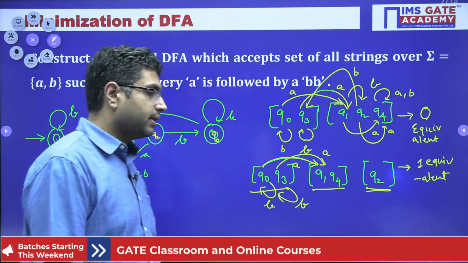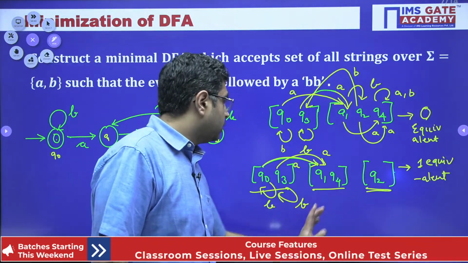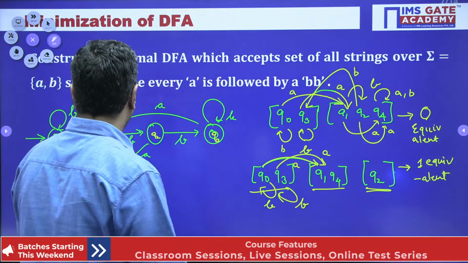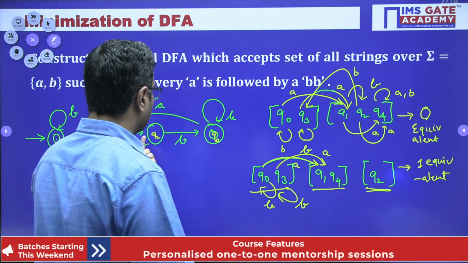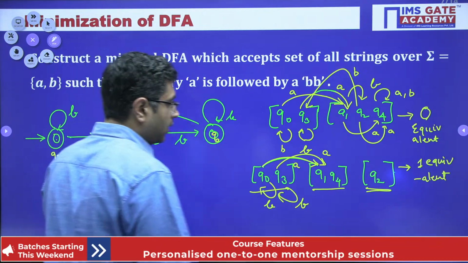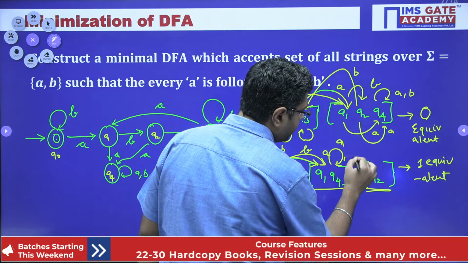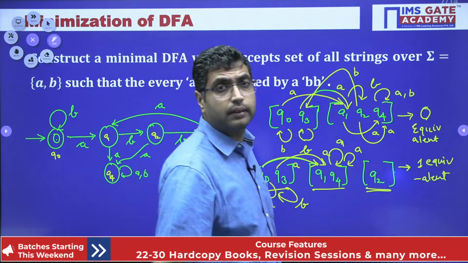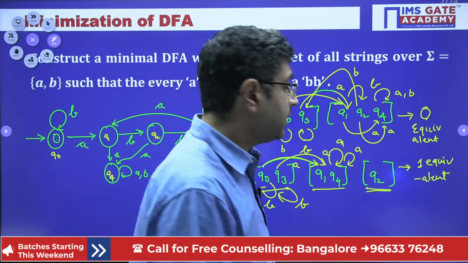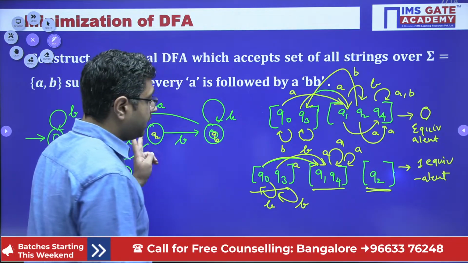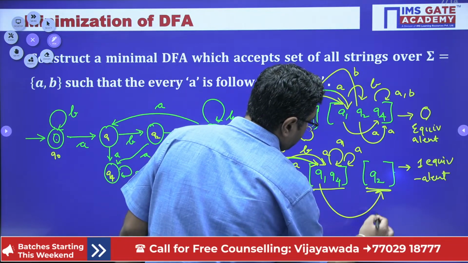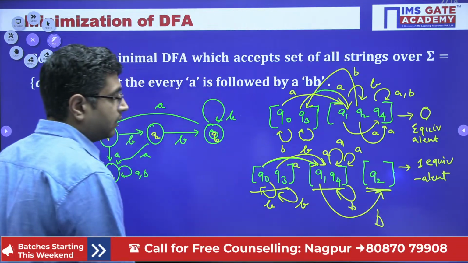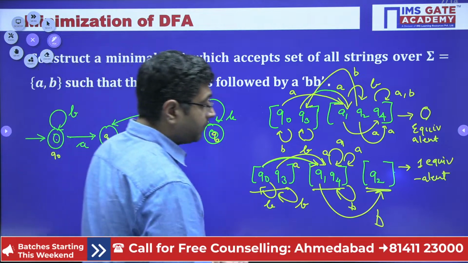Now Q1 and Q4, let's check it out. Q1 on A is going to Q4, and Q4 on A is also going to Q4 itself. So both are remaining in the same set on A. At least on A they have the similar set behavior. Now let's find out what happens if a B comes. Q1 on B goes to Q2, and Q4 on B goes to Q4 itself. So they have a different set behavior on B. So we will again separate them. They will again be bifurcated.